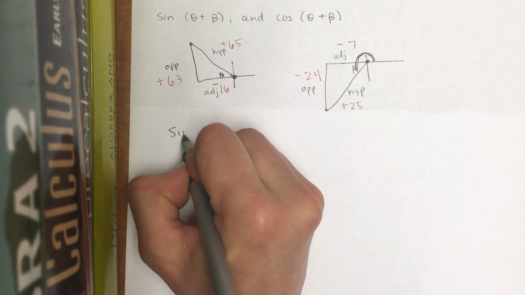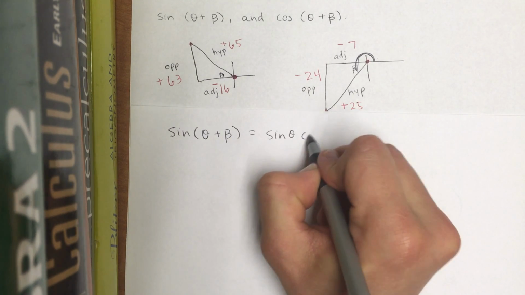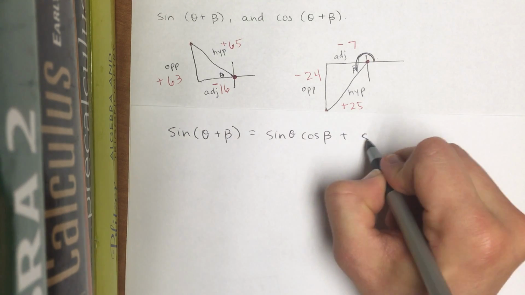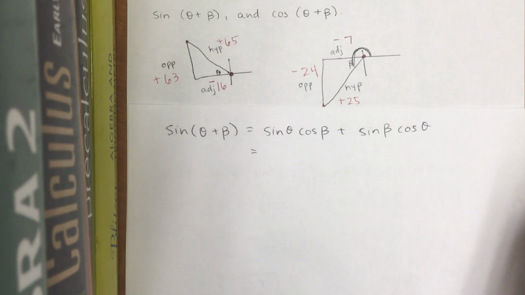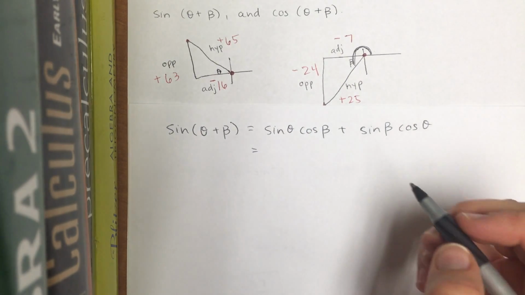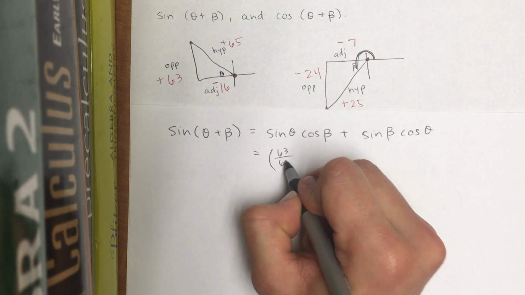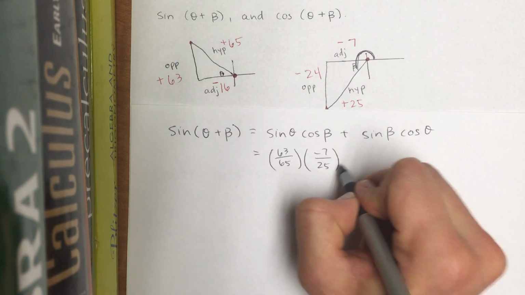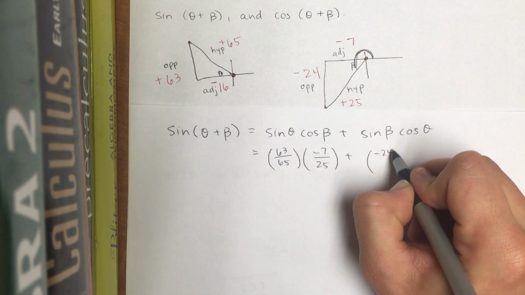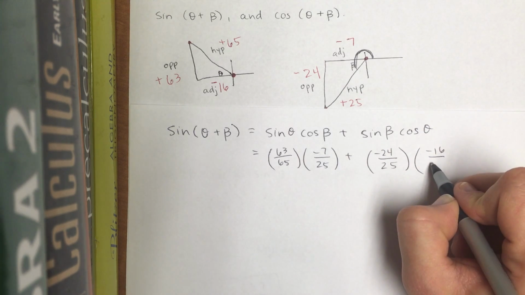Okay, let's continue to do this with now where I'm going to add my triangles together. So we need to write out our identity. Replace sines and cosines with their SOHCAHTOA fractions. Make sure you pay attention to which quadrant you're in. Sine of theta is 63 over 65. Cosine beta, negative 7 over 25. Sine beta, negative 24 over 25. And cosine theta, negative 16 over 65.